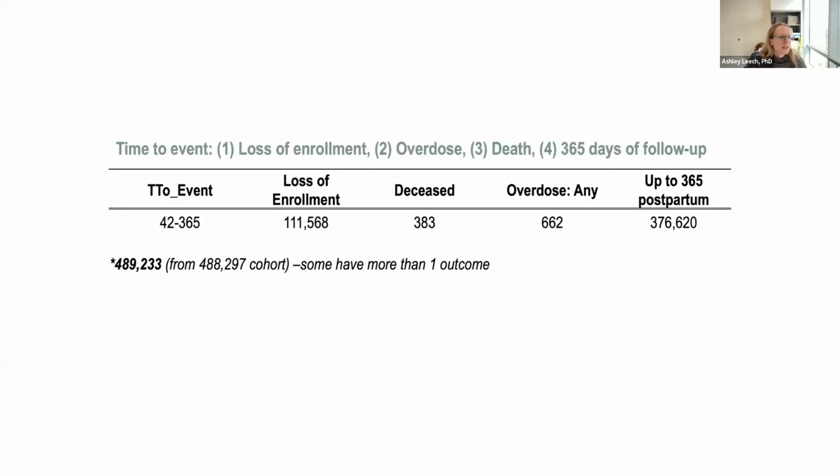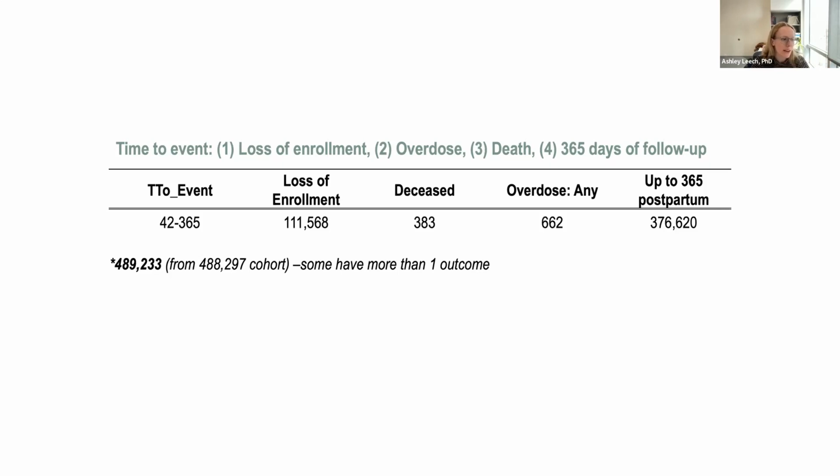All right. So for our follow-up period, starting our tracking at day 42 post-delivery, we reported time to loss of enrollment, time to death, which is not dependent on enrollment, and then time to overdose, which is dependent on enrollment, but overdose death is not dependent on enrollment. So essentially these are independent events. And here we are left with individuals who remain in our cohort up to 365 days postpartum without having one of these other outcomes that we note.